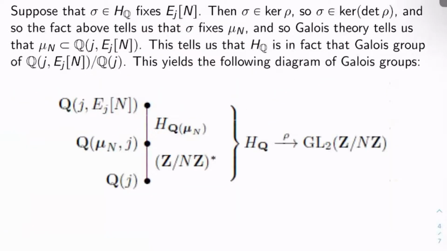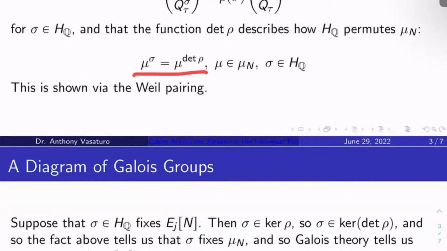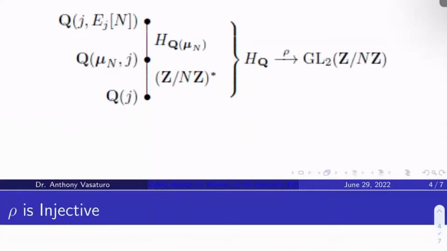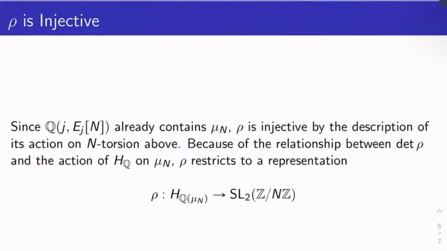So what's going on here is, if rho of sigma is trivial, then it's trivial on n torsion by this fact. Okay, but then we already know it's automatically trivial on roots of unity by this fact. So it's trivial on everything. So it's the trivial automorphism. Okay. So in other words, if sigma is in the kernel of rho, then it's the identity, right? So this is an injective representation, right?